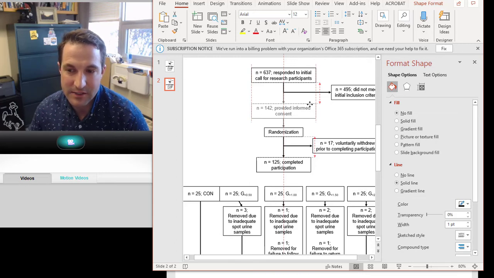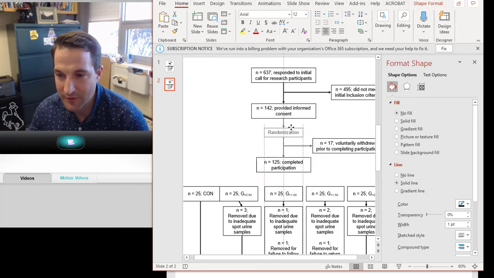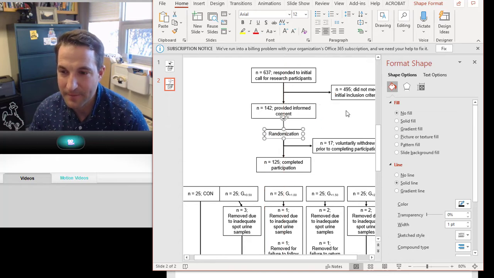What that's doing is telling me that the space between my n equals 142 and my n equals 637 is the exact same distance as between my randomization block and my n equals 125 block. That's something that I want, okay? If I was going to be a real stickler, then I'd want to look at this one as well and make this one the same too, okay?